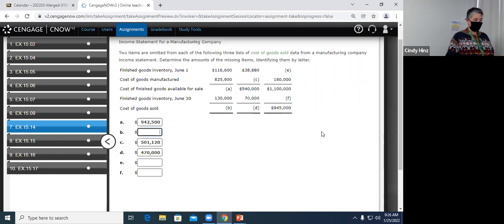And once you have A, you know you'll be able to calculate B, because now we have just one missing piece of that equation.